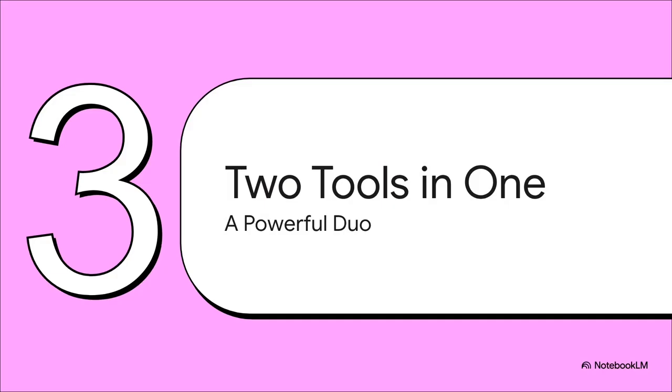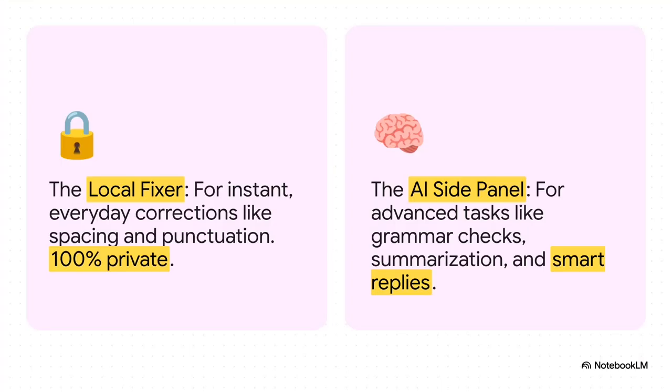But here's where it gets really clever. See, Muabir isn't just one single tool. It's actually two powerful tools bundled into one, each designed for very different tasks. So on one side, you've got what's called the local fixer. Think of this as your quick and easy solution for everyday formatting problems. On the other side, you've got the AI side panel, which is for much heavier lifting, the really advanced stuff. So let's break down what each one does.